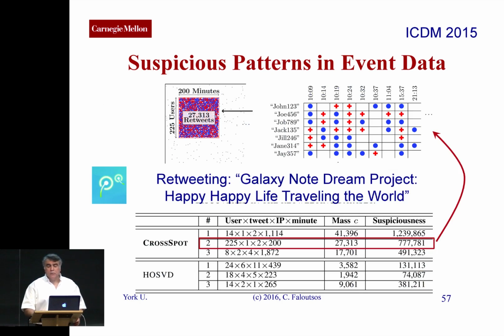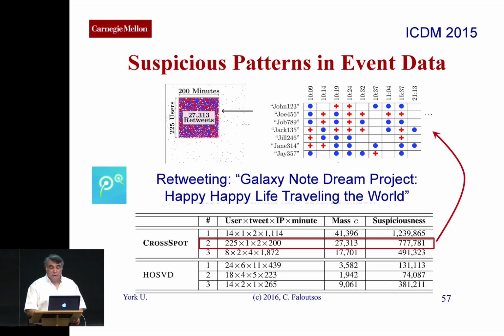And applying this formula, we can develop an algorithm which will create bigger and bigger blocks until the suspiciousness score becomes bad. And here is one of the suspicious blocks. This is the so-called CrossSpot method, which on this specific data set, from Tencent, the Chinese Twitter, found a block of 25 people, just one tweet, the very same tweet, everybody was saying the same thing, from 2 IP addresses within 200 minutes. And there were 27,000 tweets.